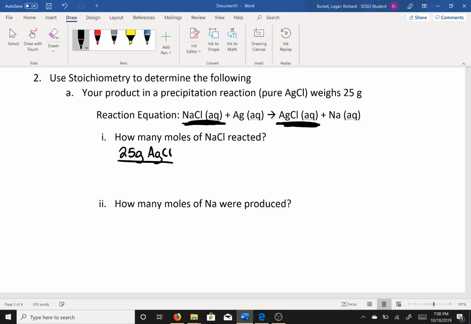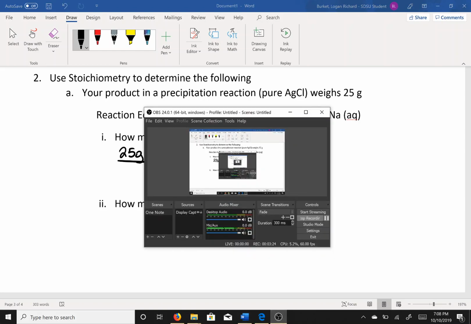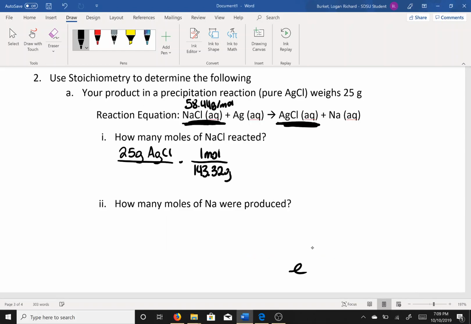So 25 grams of AgCl. So now we got to find the molar mass of AgCl. With a quick Googling, I will return. Okay, we're back. All right. So the molar mass is 143.32 grams per 1 mole of AgCl. I looked that up on the internet. It'll be told to you on the exam probably. If not, you just add up all the components. So I just add silver's molar mass to chlorine's molar mass. That's basically what that is.